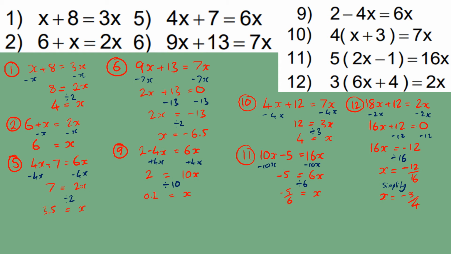And I think 12 is worth pointing out in that if you do end up with a fraction, you can always simplify that fraction. So minus 12 over 16, we can divide top and bottom by 4, and we can get ourselves to minus 3/4. But any method you use that got those answers is fine. Okay, one last sort of examples to look at.